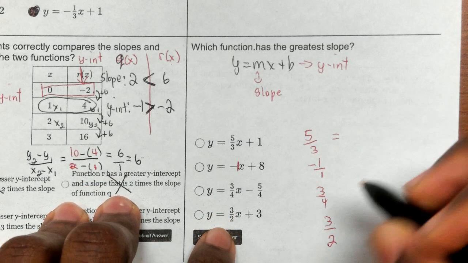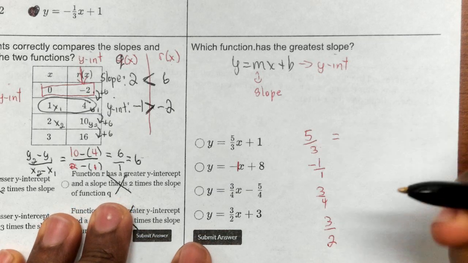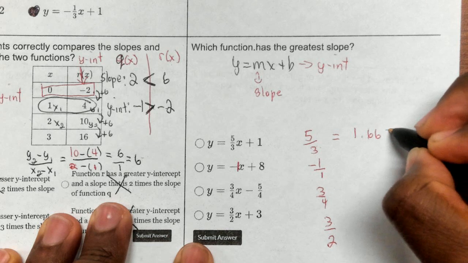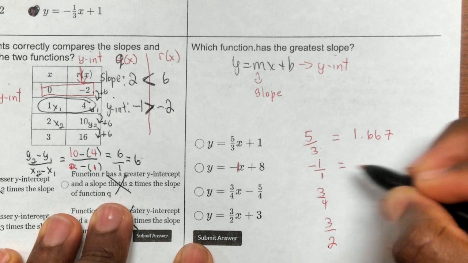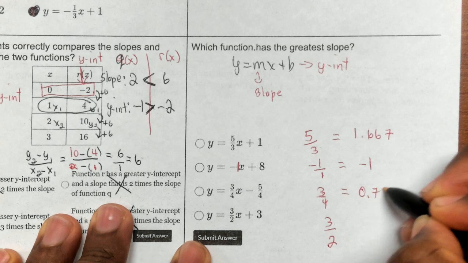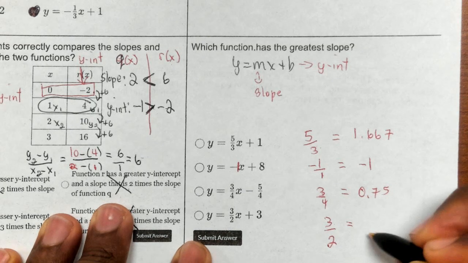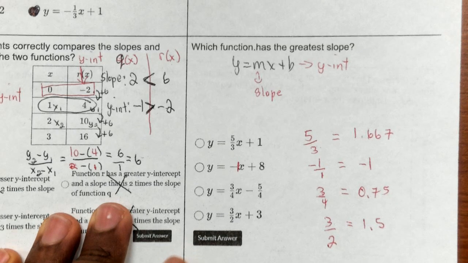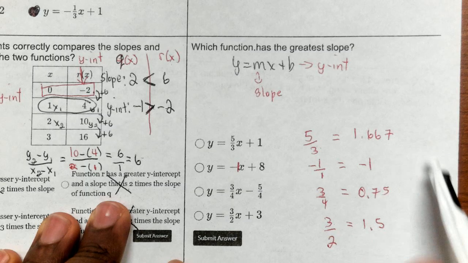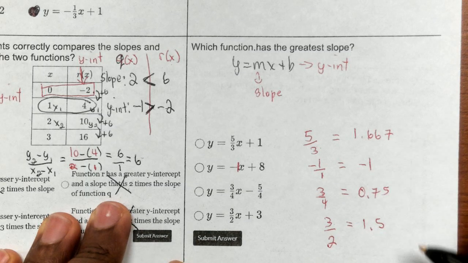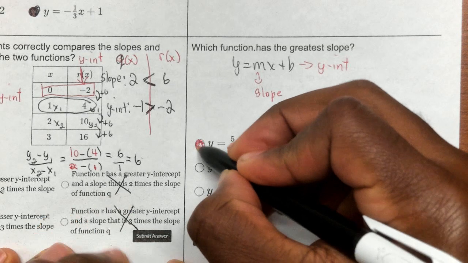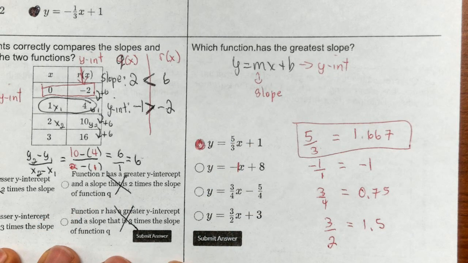If you were supposed to calculate this, you would put it in your calculator and get 1.667. -1 divided by 1 is -1. 3 divided by 4 is 0.75. And 3 divided by 2 is 1.5. So which one has the greatest? 1.667 is bigger than all of these numbers, so this would have the greatest slope. So again, guys, just like that.